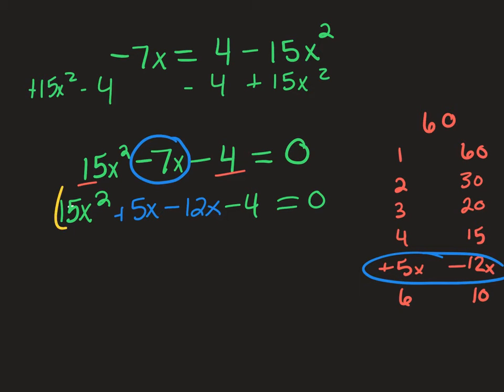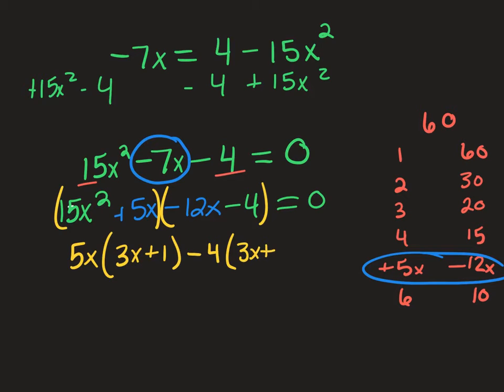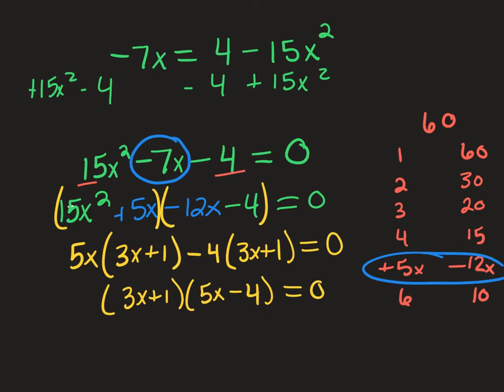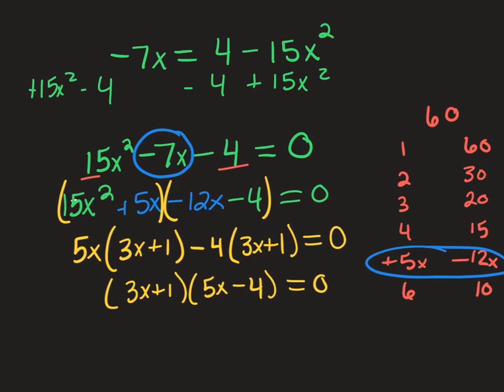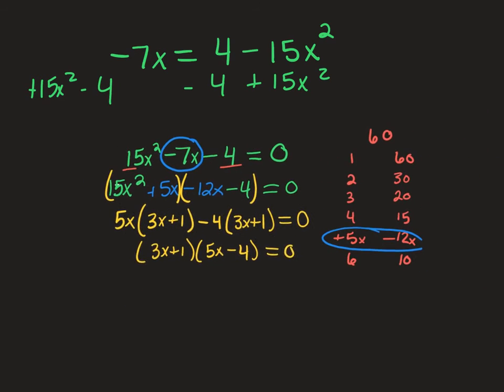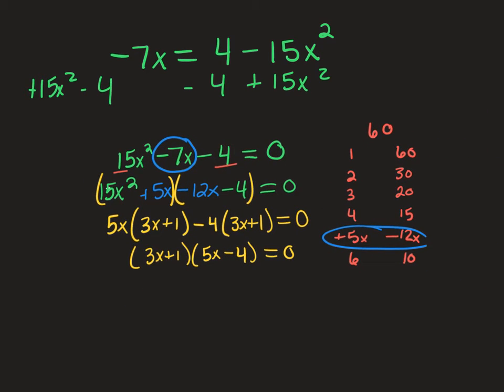Then we have to use grouping. So we're going to group the first two, group the second two. From the first group, we can pull out a greatest common factor of 5x, which leaves us with 3x plus 1. From our second group, we can pull out a -4, leaving us with 3x plus 1. Then our final answer becomes 3x plus 1 times 5x minus 4. And then we need to set both of those factors equal to 0 to solve.